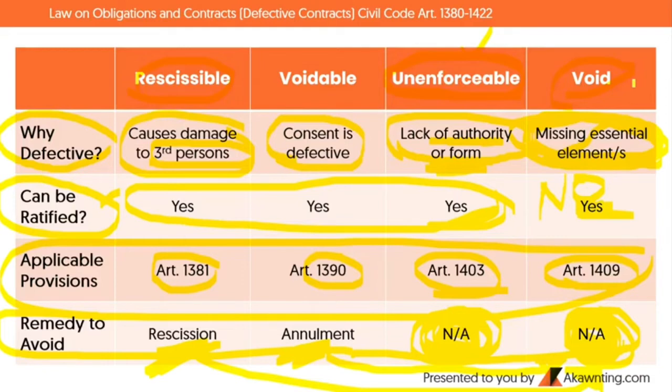Okay? At ito yung video na magsisilbing overview dito sa mga 4 na defective contracts na to. Okay? So, later on, yung mga susunod nating videos, will in detail discuss each one of these defective contracts. So mag-umpisa tayo on our next video on rescissible contracts. Ano nga ba ang rescissible contracts at ano nga ba ang nilalaman ng Article 1381? Okay? So see you next guys sa next video natin under rescissible contracts.